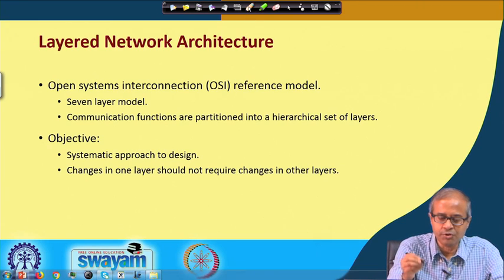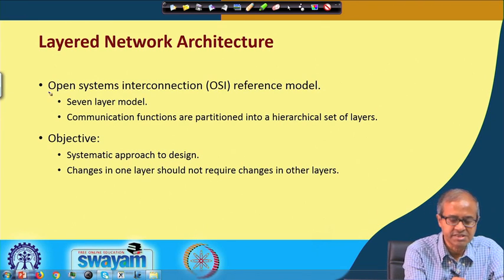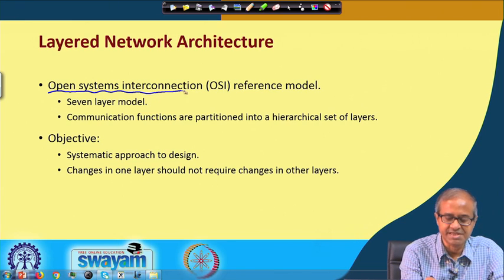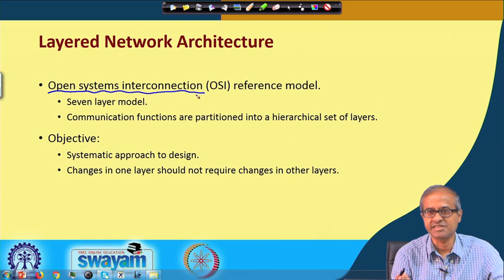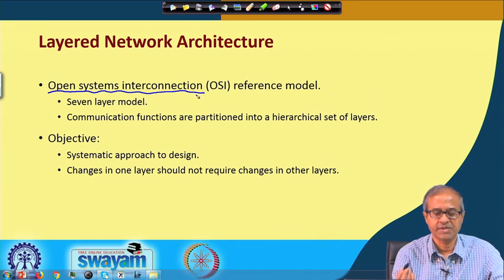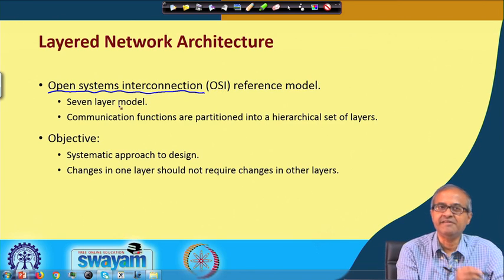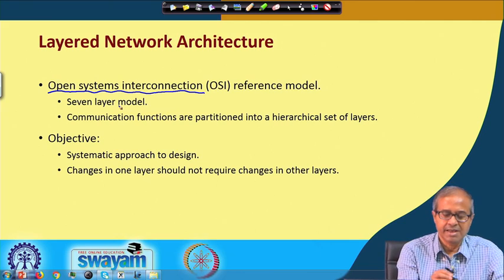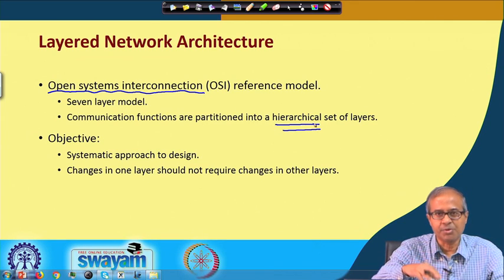Now, a very well known model is the so called OSI model. This is the Open Systems Interconnection model. This was proposed by the International Organization for Standardization, ISO. This is called ISO's OSI model. There are 7 layers in this model. I shall show the layers very shortly, and there is a hierarchical relationship among these layers.